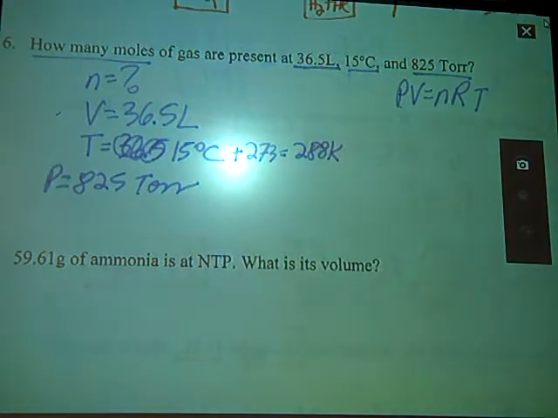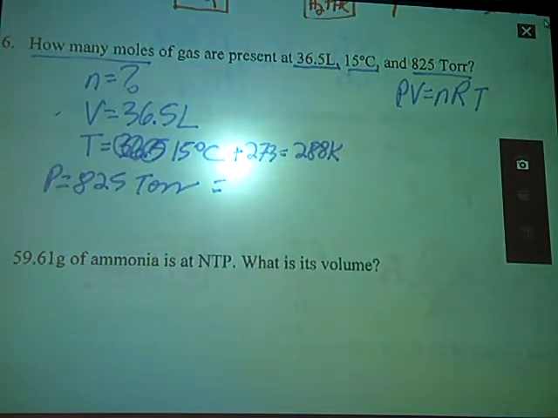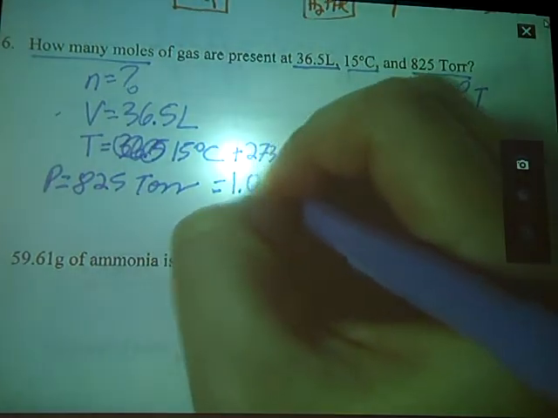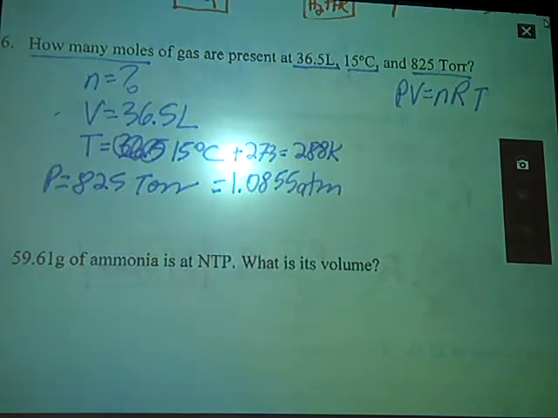Gives me 288 Kelvin. Pressure also has to be in atmospheres. Torr is not good enough. So 760 torr equals 1 atmosphere. So 825 divided by 760 gives me 1.0855 atmospheres. A word about decimals.